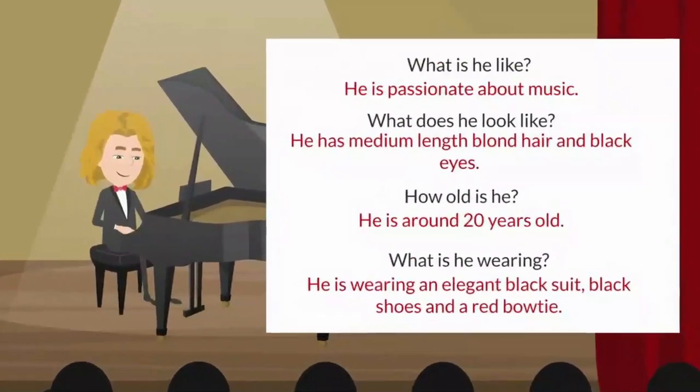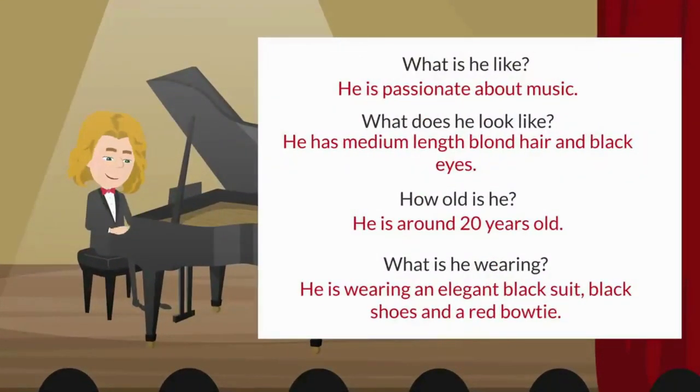What is he like? He is passionate about music. What does he look like? He has medium-length blonde hair and black eyes. How old is he? He is around 20 years old. What is he wearing? He is wearing an elegant black suit, black shoes, and a red bow tie.